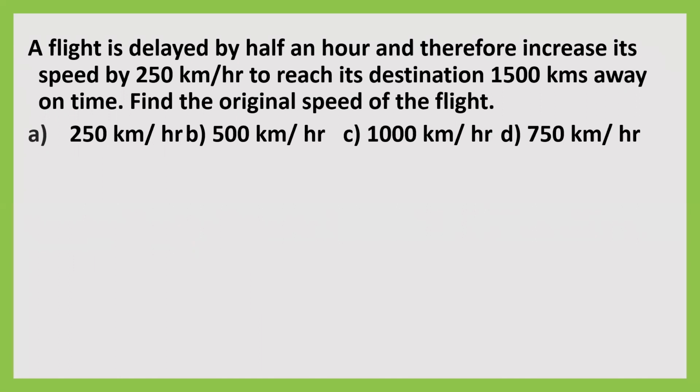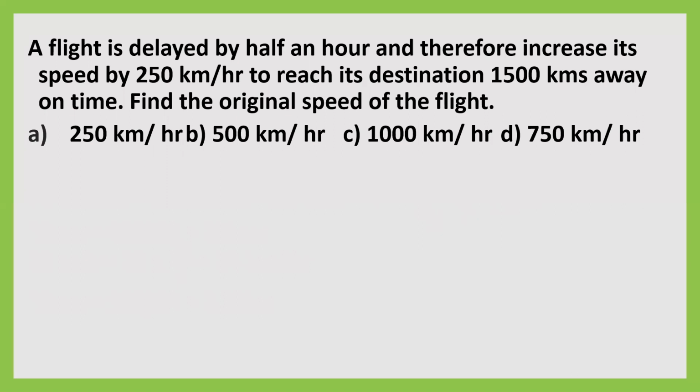This question you will find in all the books because this is a previous exam question. This is still coming in many exams. A flight is delayed by half an hour and therefore it increases its speed by 250 km per hour to reach its destination 1500 kilometers away on time. Find the original speed of the flight.